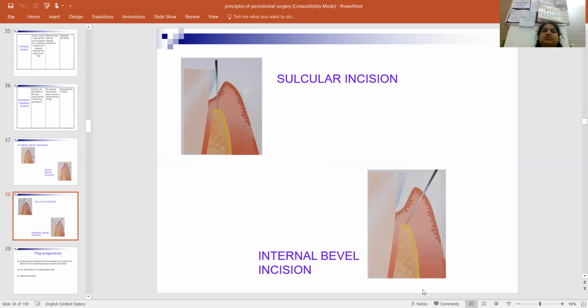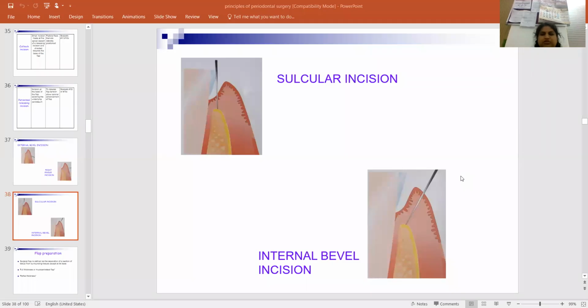Now the circular incision. So the second incision is your circular incision. It is given in the gingival sulcus. You can see, with the number 15 blade or number 11 blade, the circular incision, this incision which is given in the gingival sulcus. And this is the internal bevel incision.